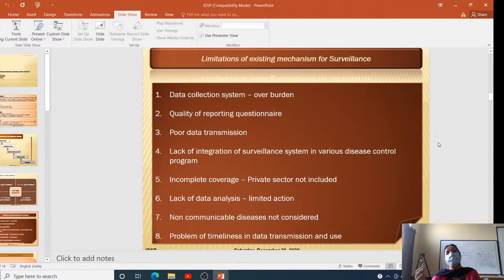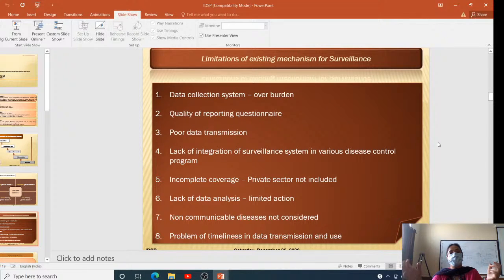Then the third problem was poor data transmission. Again, before the launch of NRHM and before the launch of the Health Management Information System, HMIS, the data transmission was very poor. Wherever the source of data generation used to be at the level of the primary health center, the data used to remain there. It was not transmitted until the monthly meetings, and that again remained at the discretion of the medical officer attending the meeting, which data to transmit and which data not to transmit.